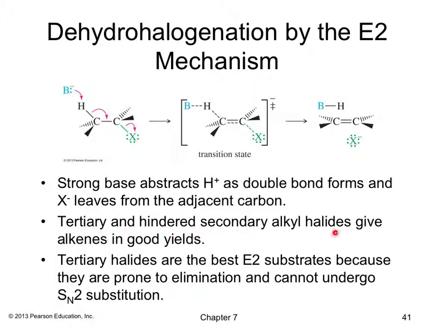Tertiary and hindered secondary alkyl halides give alkenes in good yields. Tertiary halides are the best E2 substrates because they are prone to elimination and cannot undergo SN2 reaction.